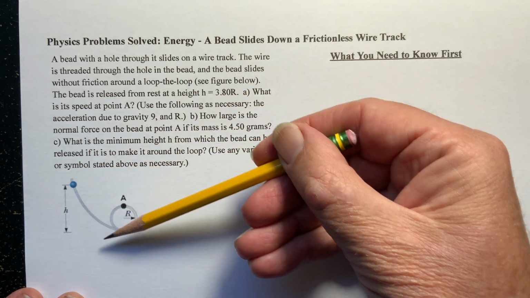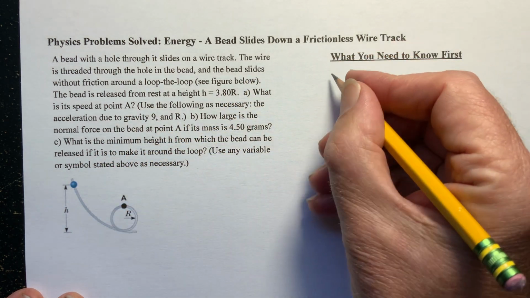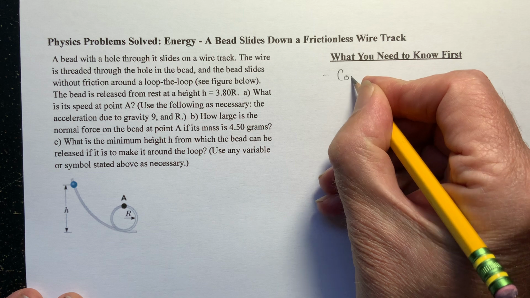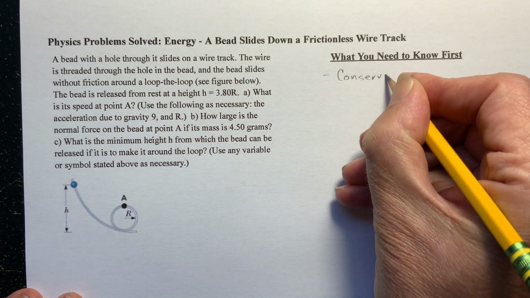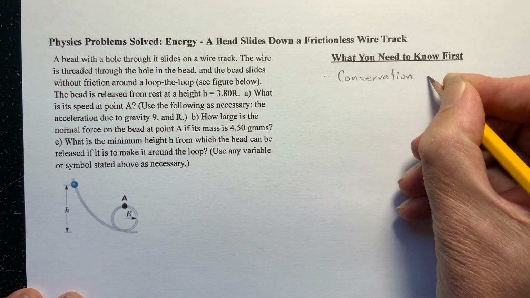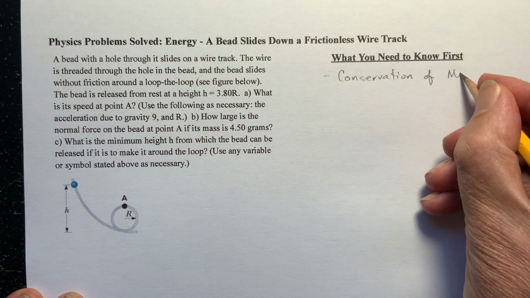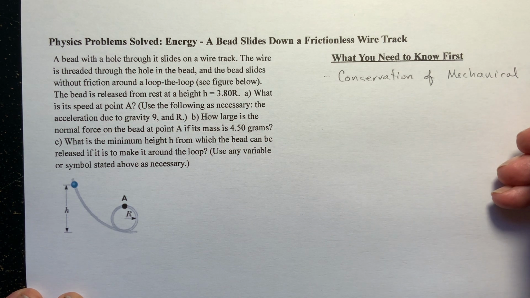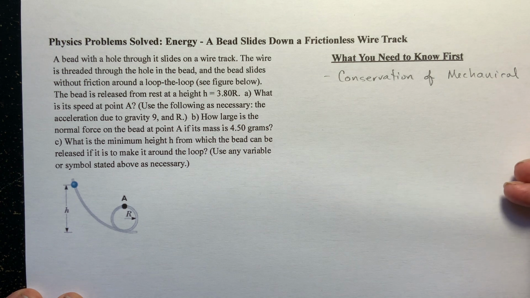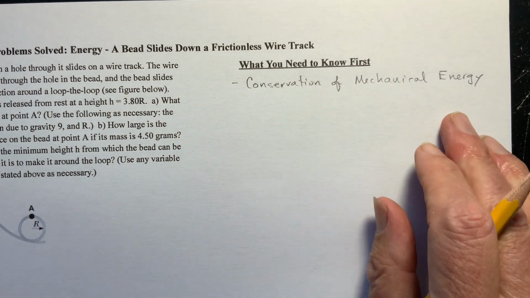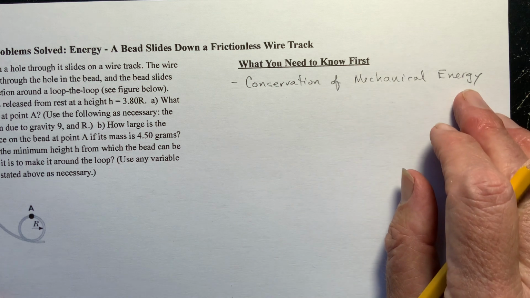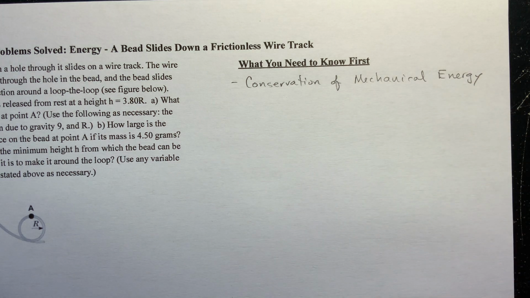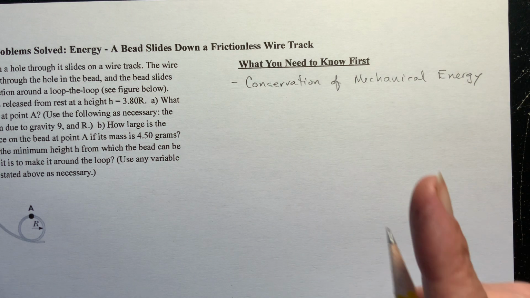Here's what we got. We got a bead that's going to slide around this wire. You're going to need to know this concept, conservation of mechanical energy. So this means you need to know what mechanical energy is. It's the sum of kinetic and potential energy.